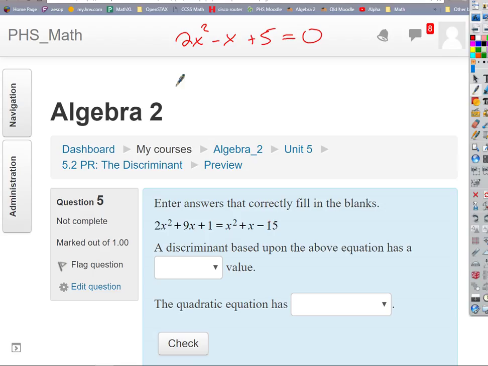So if we subtract, what do we end up with then? 2x squared minus x squared is x squared, 9x minus x is 8x, 1 plus 15 is 16, so I'm gonna get 0, aren't I? 8 squared minus 4 times 16, 0, okay? Okay, moving on.